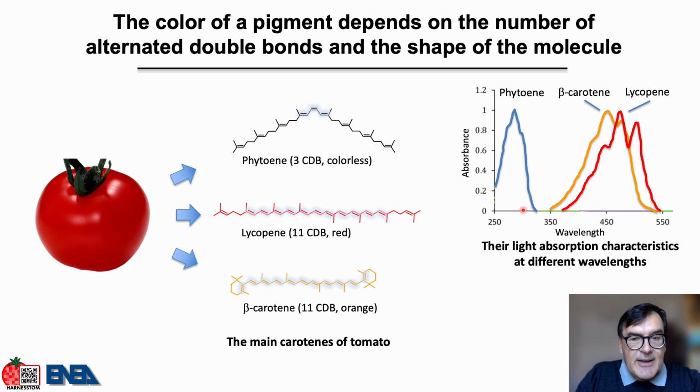Lycopene instead has 11 alternated double bonds and it absorbs in the blue. As a consequence, it has a bright red color. A third major carotene, beta-carotene, has 11 double bonds like lycopene, but the shape of the molecule is slightly different. As a consequence, beta-carotene is orange.